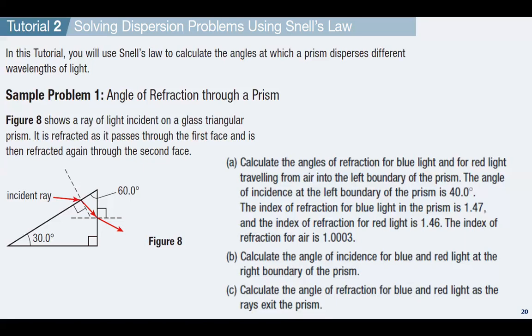Question B, calculate the angle of incidence for blue and red light at the right boundary of the prism. Then calculate the angle of refraction for blue and red light as the ray exits the prism. Okay, I'll give you 10 minutes to consider this question, and after that, we'll have a look at the solution together.